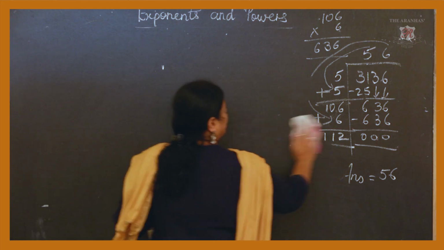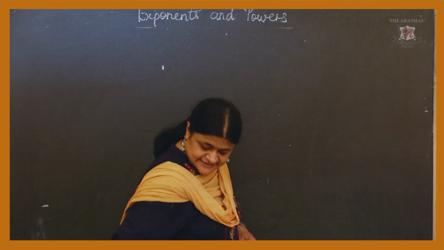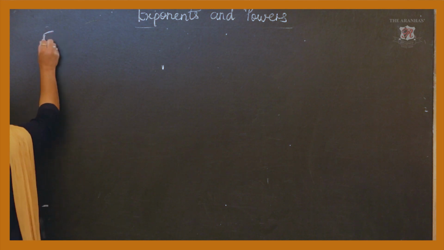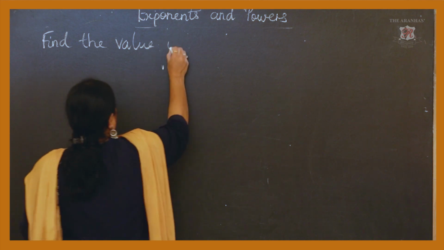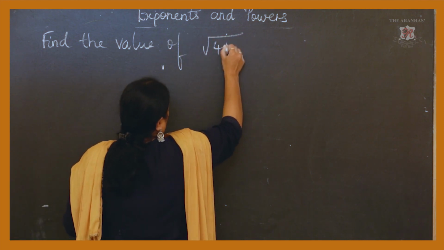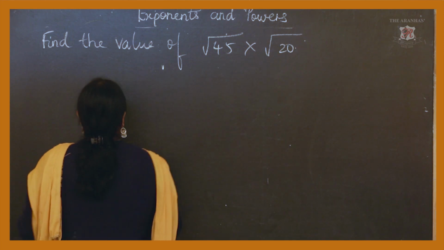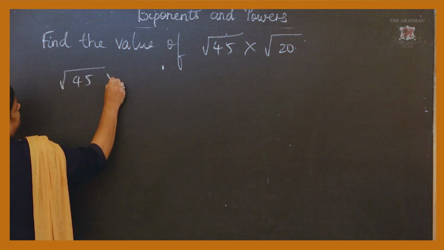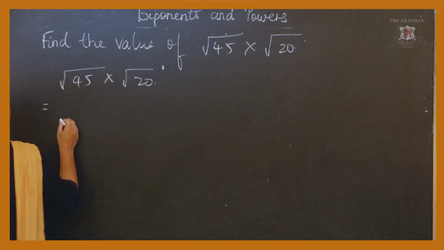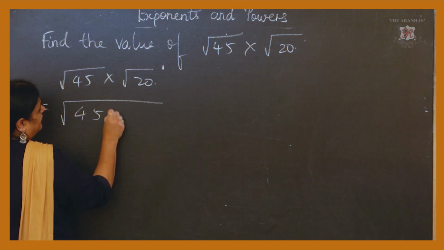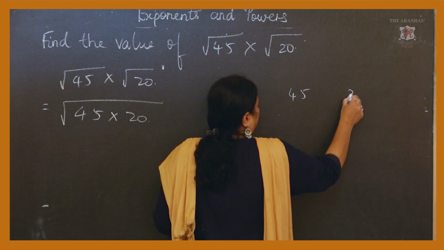Now, next you have to find out the value of root 45 into root 20. So now they have given you what? Root 45 into root 20. This is the thing which you have to do. So now over here, you are going to take 45 into 20. Do the prime factorization of 45 and 20.